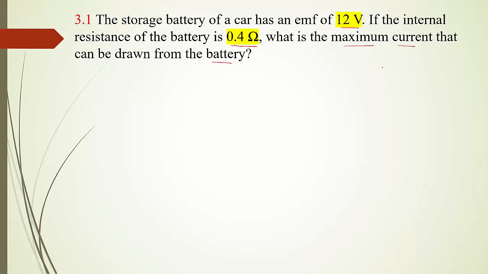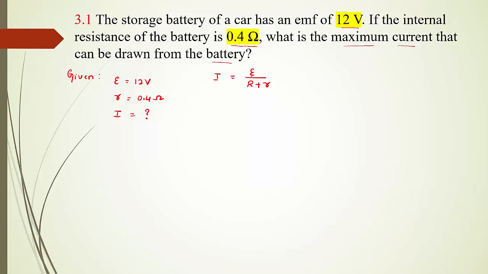So we have to find the maximum current. First you can note down the givens. Here the EMF of the battery is given. Let us take it as E equal to 12 volt. The internal resistance of the battery, denoted by small r, is equal to 0.4 ohm. Now we have to calculate the maximum current. Current is denoted by the symbol I. We have the direct equation you can remember: I equal to E divided by R plus r. So this equation we can use to find the maximum current.